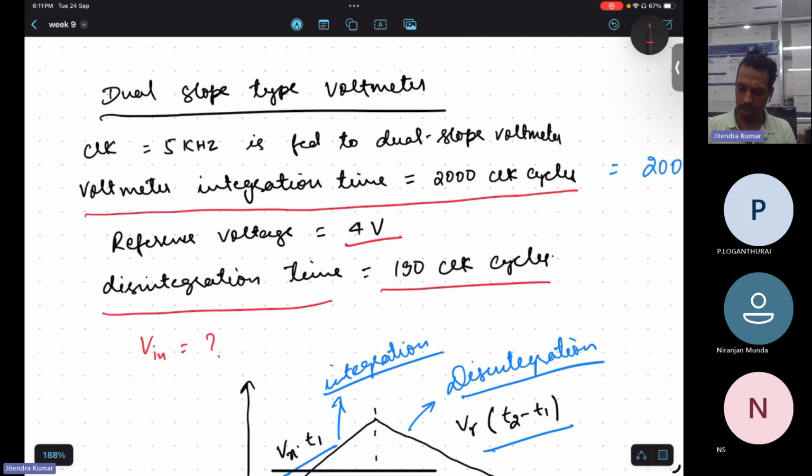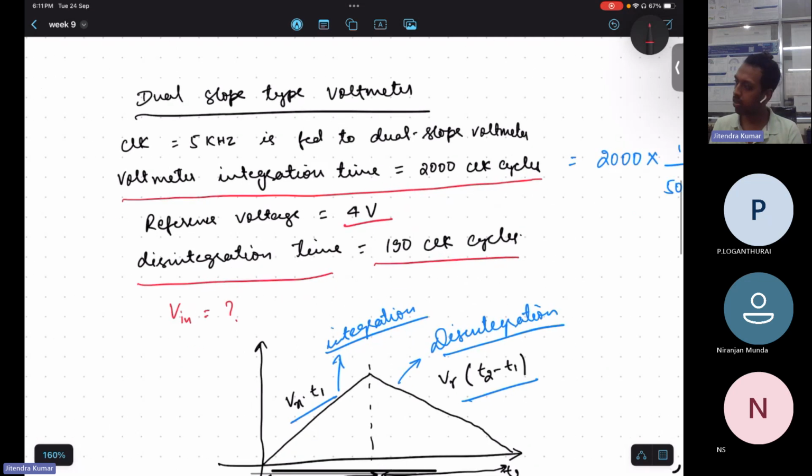The first thing is that we have the reference voltage of 4 volt, and we have the clock frequency. In one clock cycle, how much voltage the meter will read, that would be our minimum voltage. Do you agree? So we have the reference voltage and the clock frequency, and in one clock cycle, how much will be the change in the step of the voltage level? That would be our answer for this.